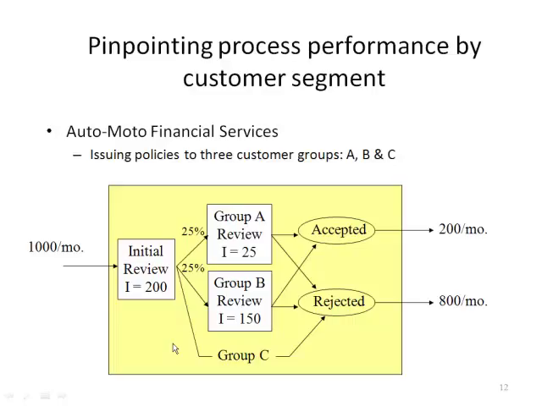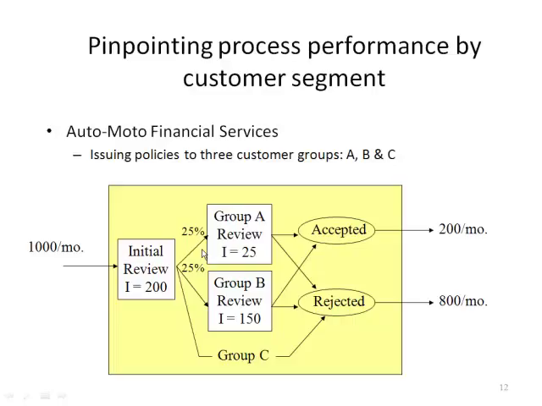Let's assume we have a company called Automotive Financial Services, and they issue policies to 3 customer groups. Or they think about issuing policies, I should say, to 3 customer groups, A, B, and C. Here's how the process works. Currently, they receive about 1,000 policy applications per month. And you can see that 1,000 coming in per month. All of those applications go into an initial review. 25% of them go on to what's called Group A review. 25% go on to what's called Group B review. And then the rest are Group C, which are rejected out of hand.